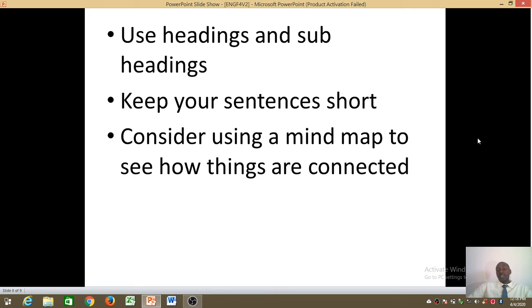Consider your sentences and keep them short. This is the reason that once you are using short sentences, you are clear. You don't become ambiguous. You don't mess up the information. You simply keep those sentences short, straight to the point.